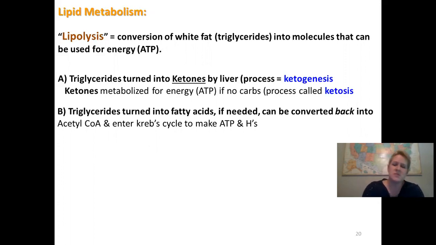They can go through the Krebs cycle. The acetyl-CoA can be turned into pyruvate. The pyruvate can be turned into glucose. The pathway just keeps going up and up.